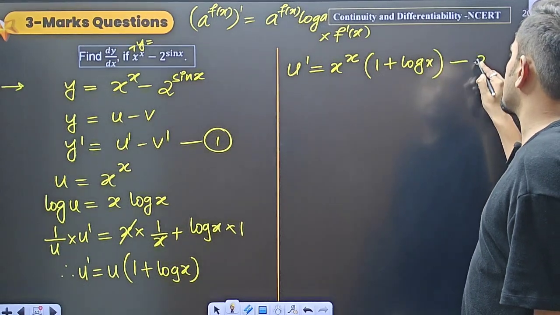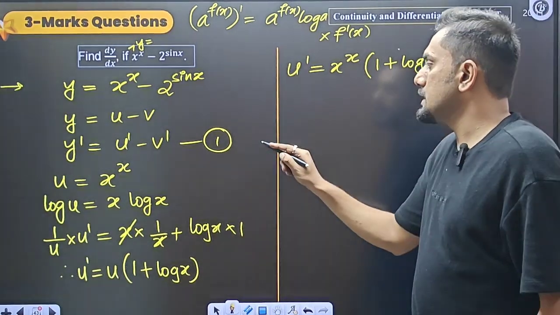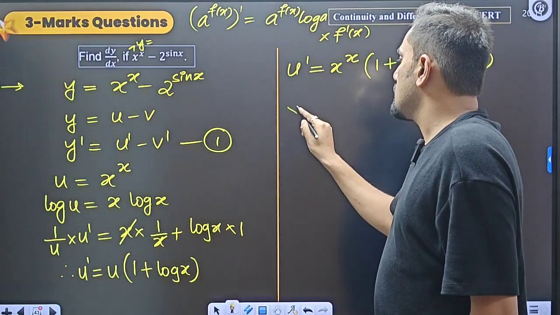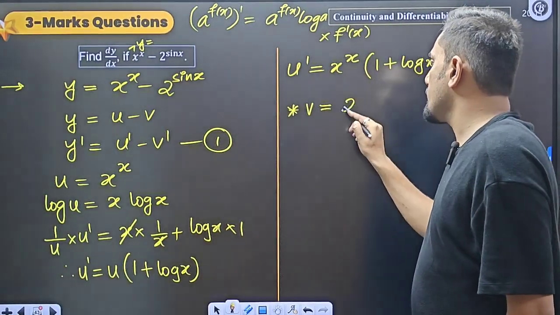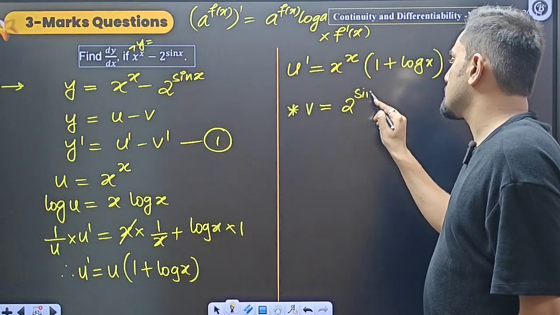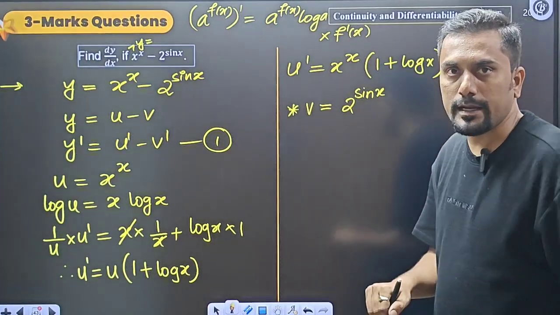Let me call this equation as 2. Then consider v. So what is v here? v is equal to 2 raised to the power sin x.